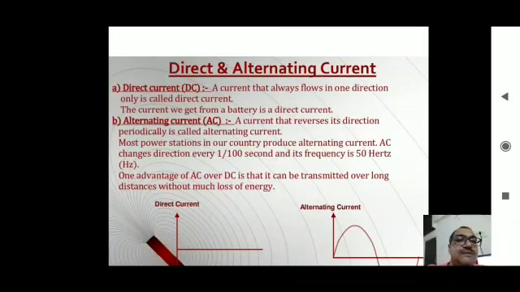And now second, what is meant by alternating current? A current that reverses its direction periodically is called alternating current. Most power stations in our country produce alternating current, or we can call it AC. AC changes direction every 1/100 seconds and its frequency is 50 Hz. One advantage of AC over DC is that it can be transmitted over long distances without much loss of energy. Now students, you can see alternating current in the diagram, giving you a curved type of line.